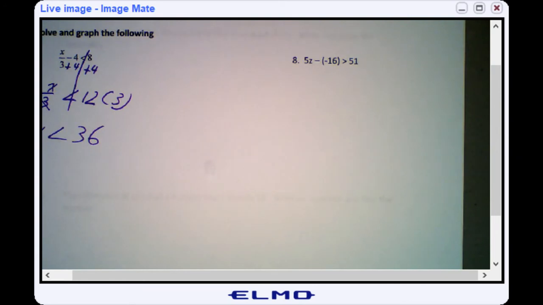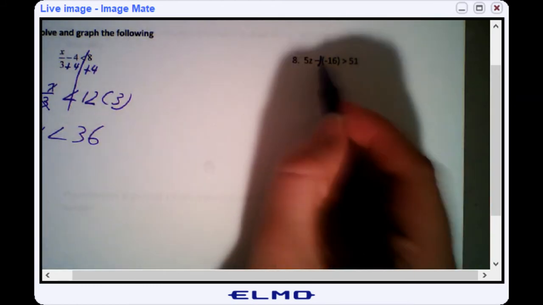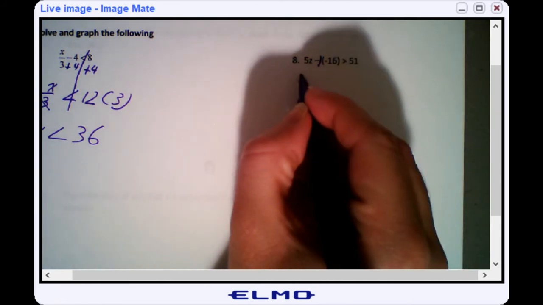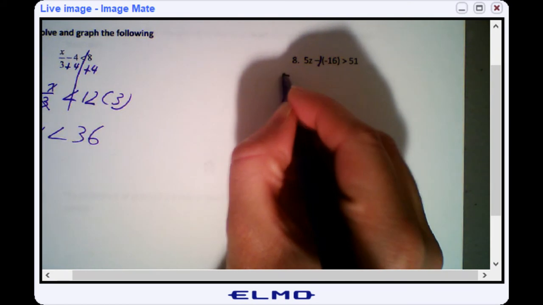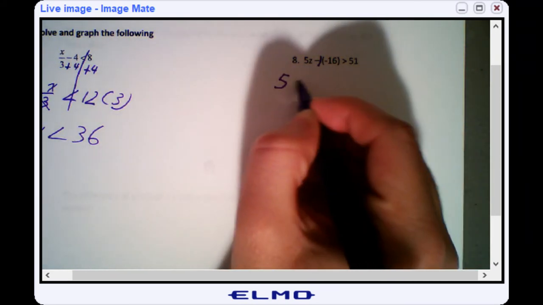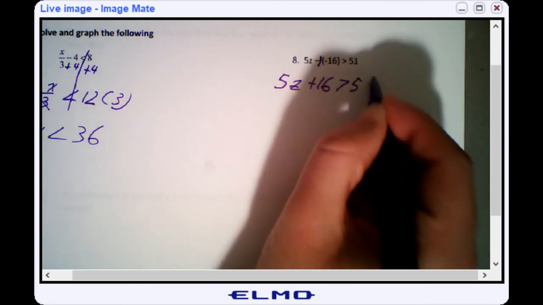For problem 8, we have 5z minus a negative 16 is greater than 51. Remember, we don't want a minus negative. That's very similar to just like a negative 1. There's kind of like 1 right there. And a negative times a negative we know is a positive. So we are going to, as Ms. Butler says, clean this up. So we're going to have 5z plus 16 is greater than 51.